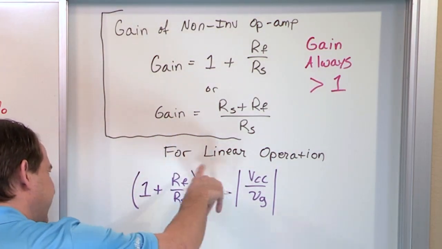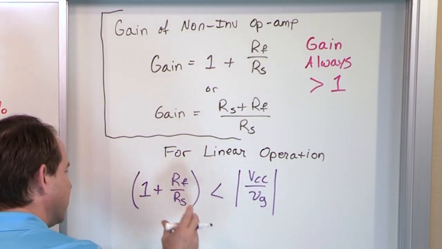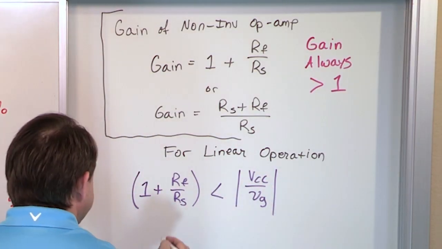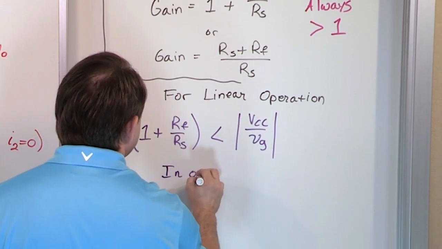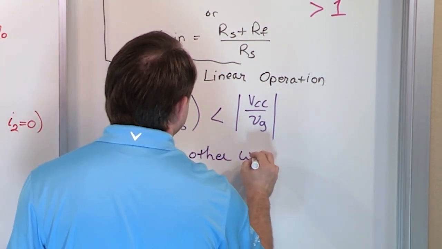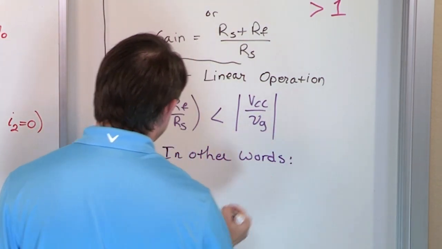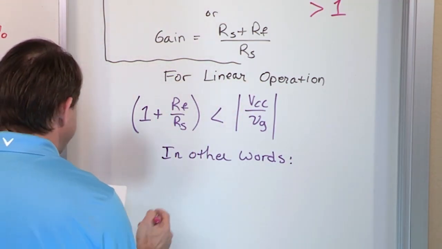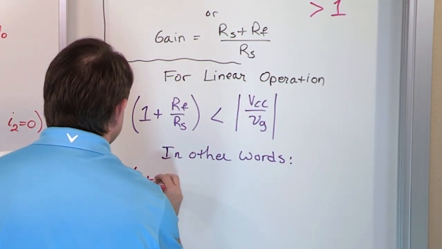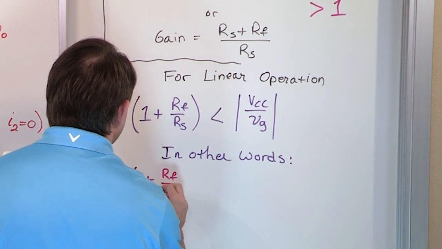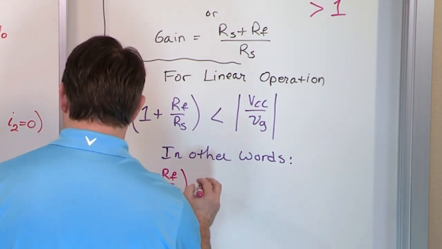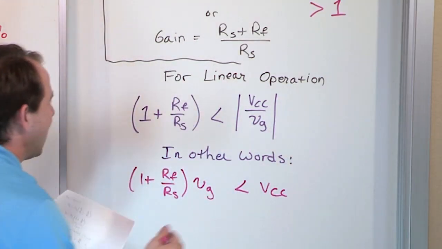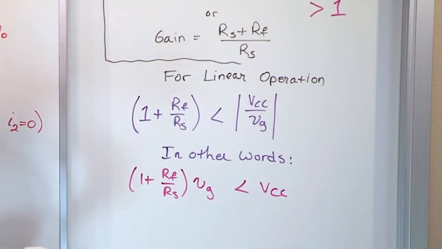So another way to look at this, to make it make a little more sense, is to multiply both sides by VG. In other words, this is what I like to write. If you multiply both sides by VG, you have 1 plus RF over RS times VG has got to be less than VCC. And I'm taking away the absolute value signs and assuming positive values to make it easier to understand.